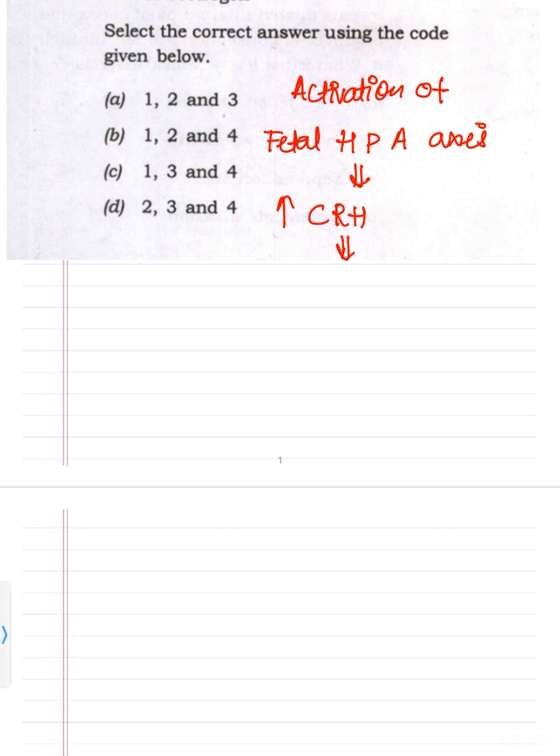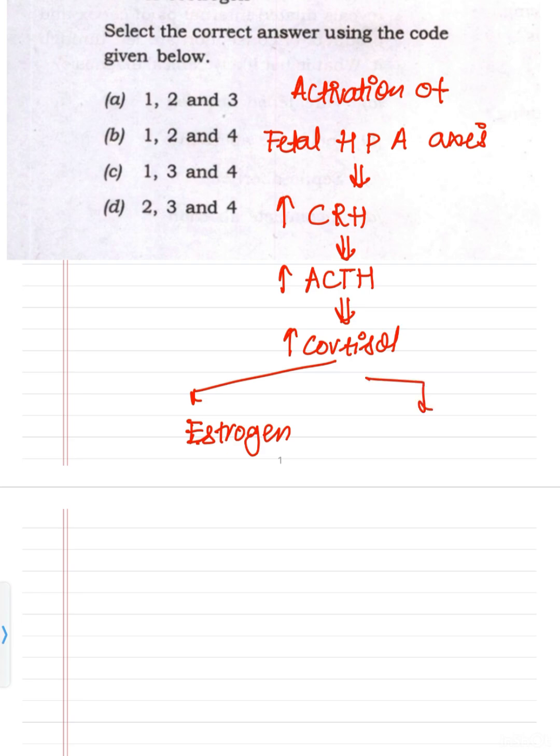This corticotropin releasing hormone will act on the pituitary of the fetus, which will lead to an increase in the secretion of ACTH, adrenocorticotropic hormone. This ACTH is going to act on the fetal adrenal gland and is going to release the cortisol. So the cortisol will rise, and this cortisol will increase two things. One is the estrogen, and second is the prostaglandin.